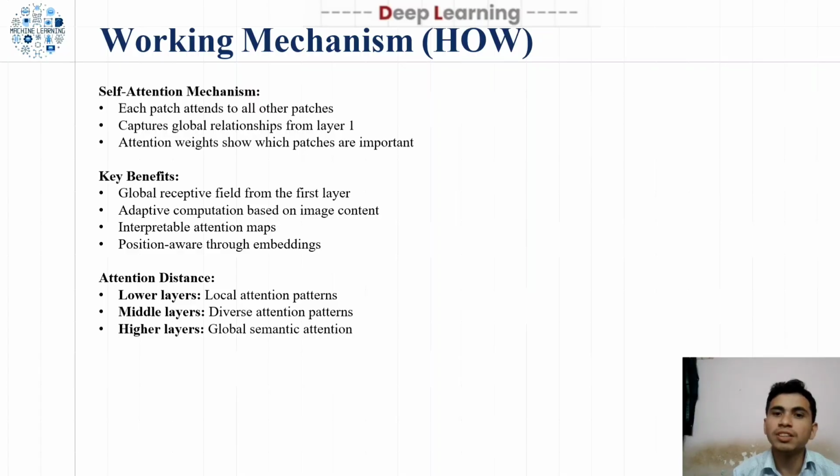The self-attention mechanism is crucial to understand. Each patch attends to all the patches simultaneously, capturing the global relationships from the very first layer. Unlike the CNN, which builds up the receptive fields gradually, the attention weights show which patches are important for understanding each patch. In lower layers, we see local attention patterns. The middle layers show diverse patterns, and the higher layers focus on global semantic attention.